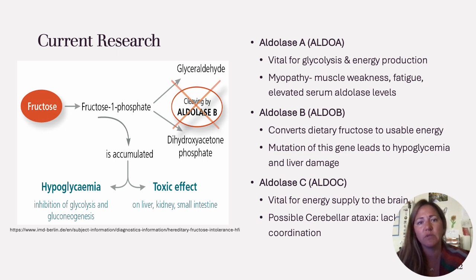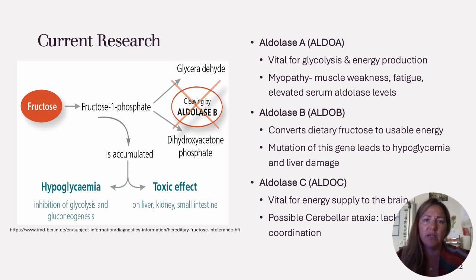When looking at aldolase B, it is essential for fructose metabolism in the liver, kidney, and small intestine, and plays a role in breaking down fructose 1-phosphate, a critical step in converting dietary fructose into usable energy. Some of the associated diseases is HFI, or hereditary fructose intolerance, and this is a genetic disorder caused by a mutation of the aldolase B gene. This leads to a deficiency in aldolase B.